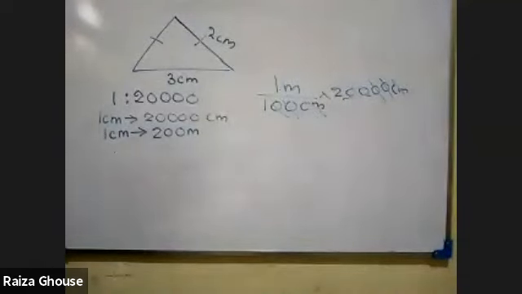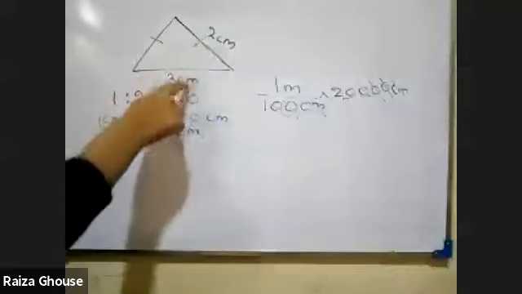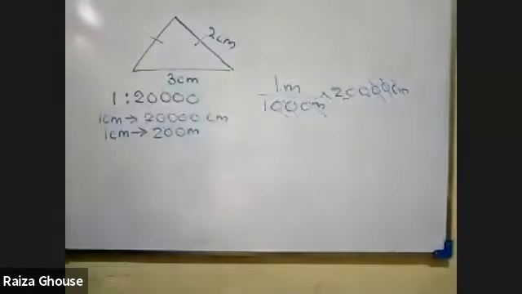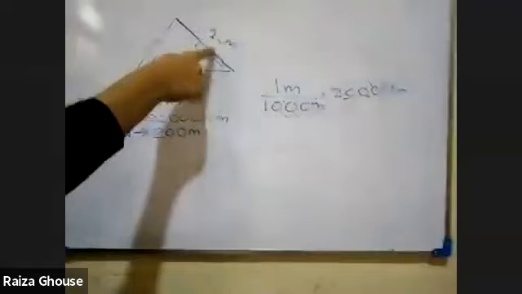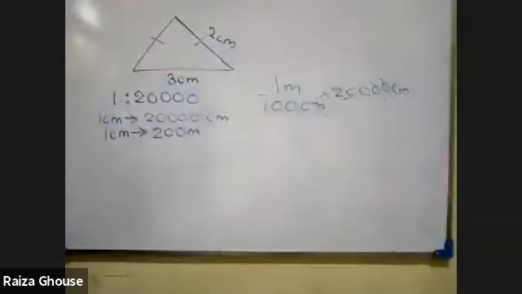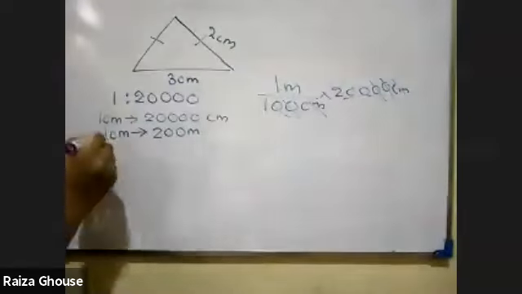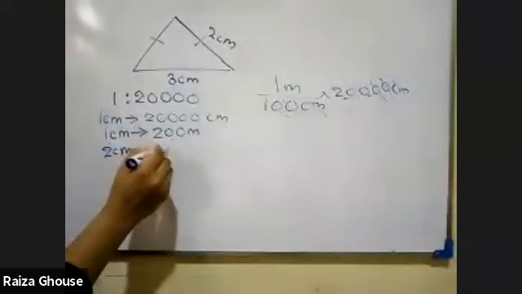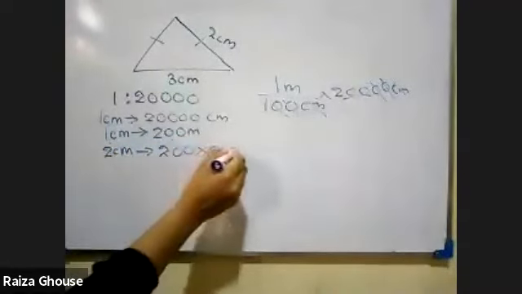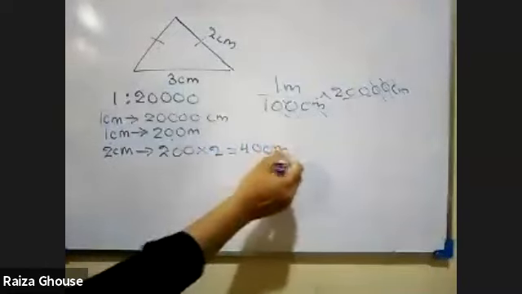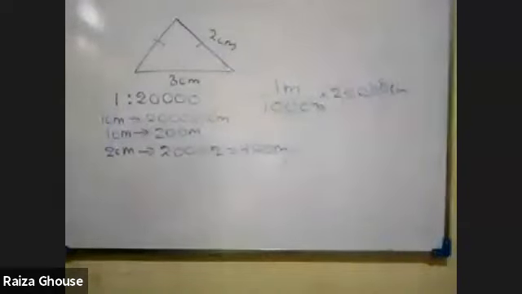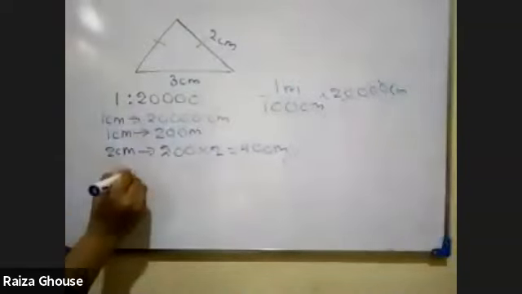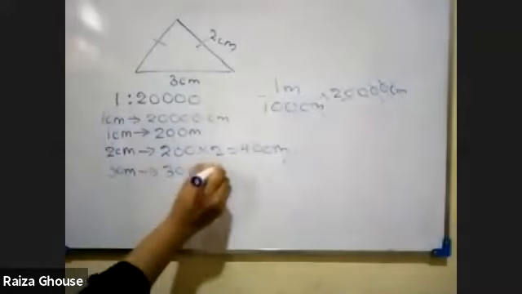Now what is our topic? Finding the actual length when the scale length and scale are given. Here, these are not actual lengths. These are your scale lengths in centimeter, so it's not the real length. We have to find it out. Now 1 centimeter is 200 meter, so 2 centimeter means how much? Double it: 200 into 2, 400 meters. The answer comes in meters, actual length means meters. Very good, Afifa, Abdul Majid. Next, 3 centimeter means 200 into 3, that is 600 meters.